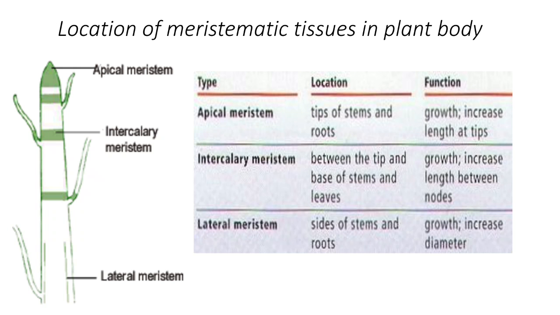The third type of meristematic tissue is the lateral meristem. As you can see, the third type of meristematic tissue is present at the sides of the stems and roots. That is why the girth of the stem increases year by year. That is also a kind of growth and it helps in increasing the diameter of the stem.